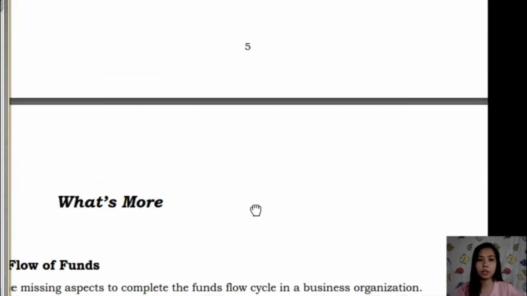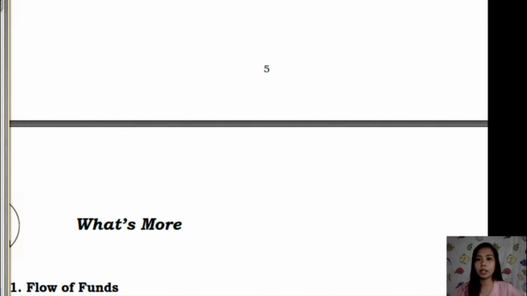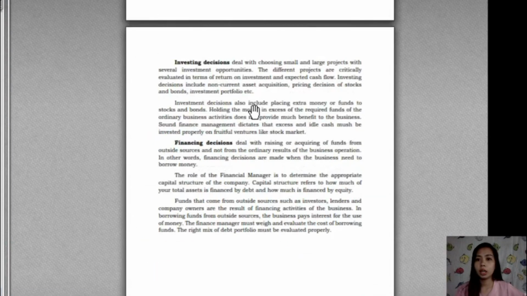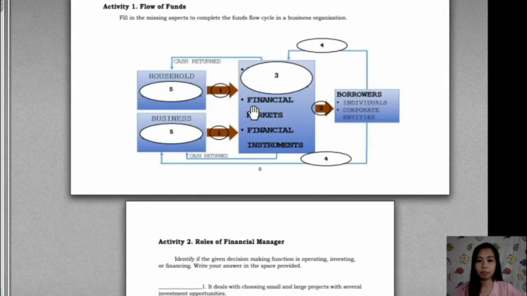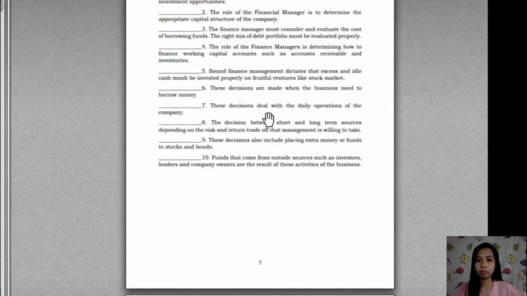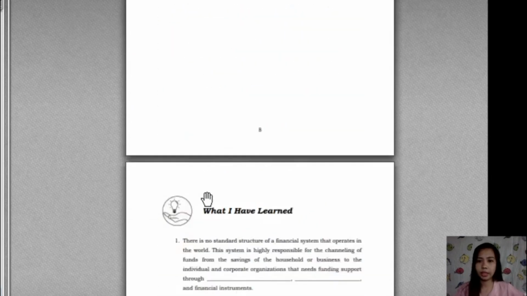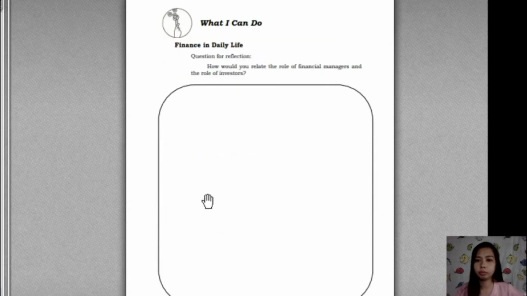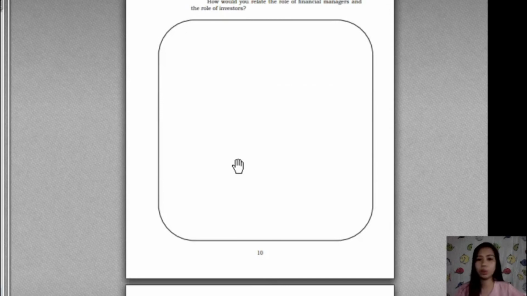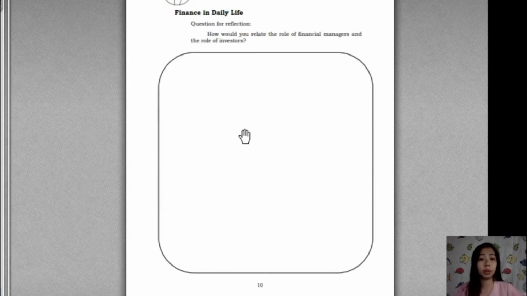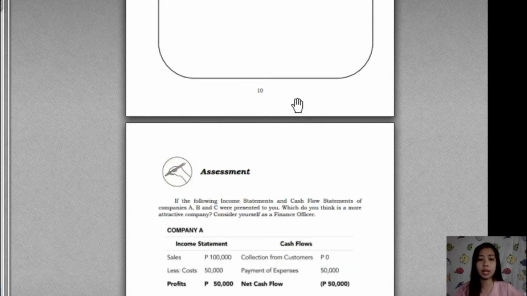Okay? Okay, so I think that ends the discussion for Module 3. So you have to do now your activity. So complete the diagram. Role of financial manager. So what I have learned, what I can do. Okay, so how would you relate the role of financial managers and the role of investors? Ano ang ikaiba niyan in your own opinion? Okay, based on sa nabasa nyo, or you could also look for other references to enhance your knowledge.